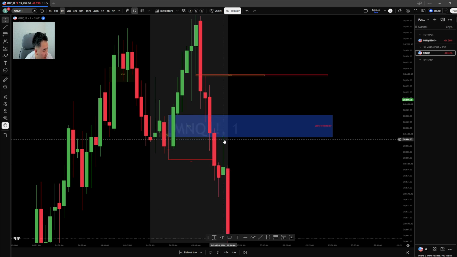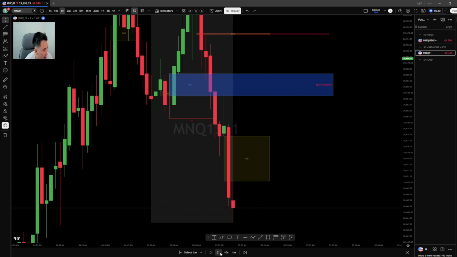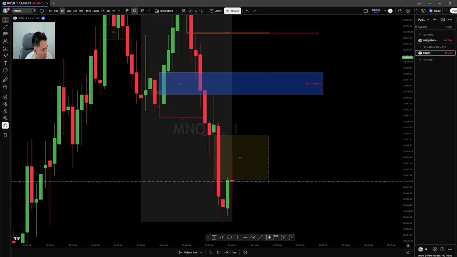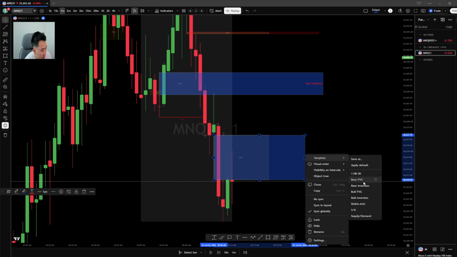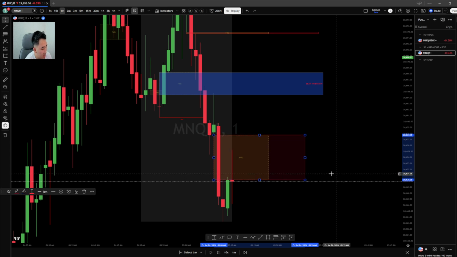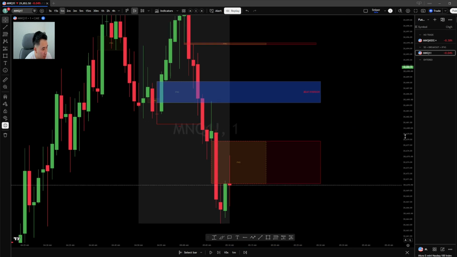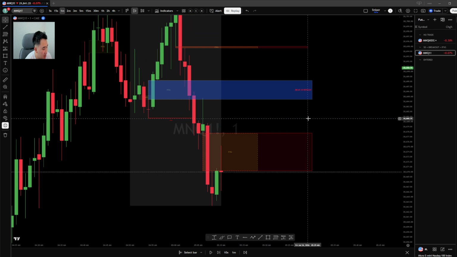So let's see here. All right, this green candle tapped this bearish inversion and then went straight down, and you have a bearish FVG right here. The easy thing to remember is if you have a bearish FVG and price breaks through, it becomes a bullish inversion. If you have a bullish FVG and price breaks through, it becomes a bearish inversion.